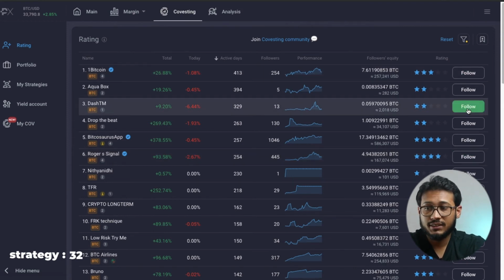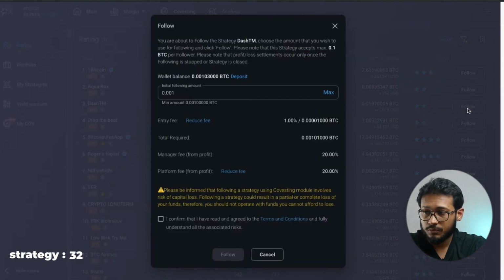To follow a strategy, simply click on follow. Here you'll see that you're about to follow a strategy by -TM. Choose the amount you wish to follow this and click follow. Please note that this strategy accepts a maximum of 0.1 BTC per follower, and please note that the profit loss statement occurs only once the following has stopped.